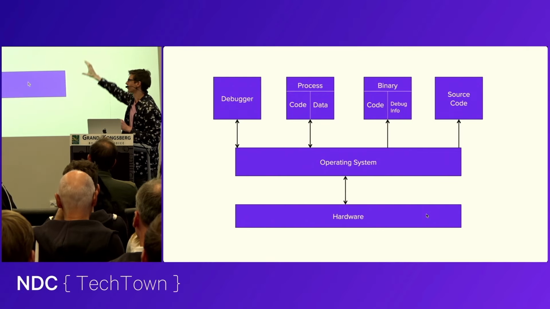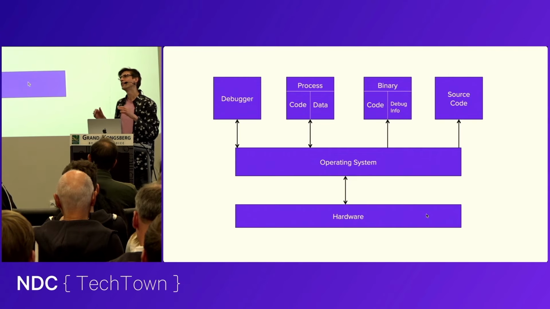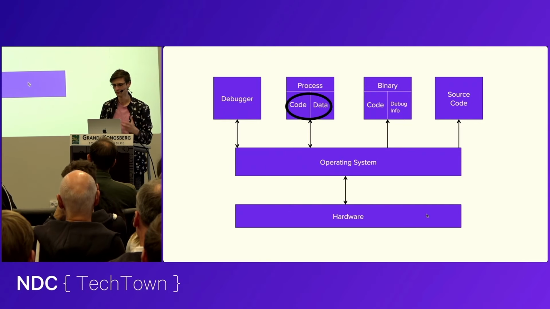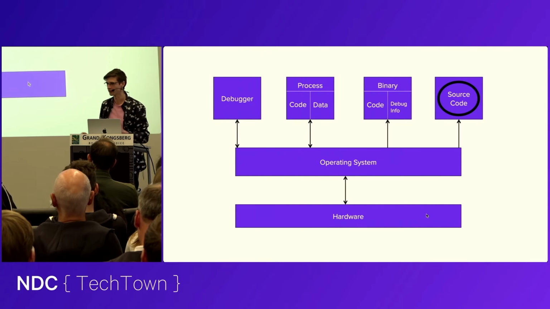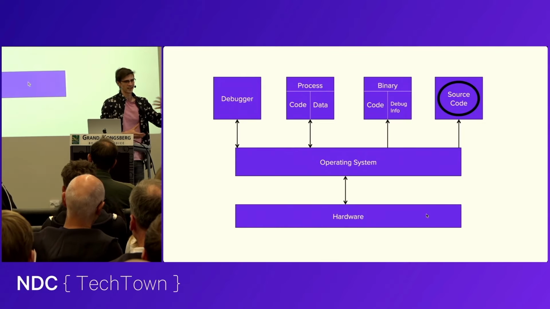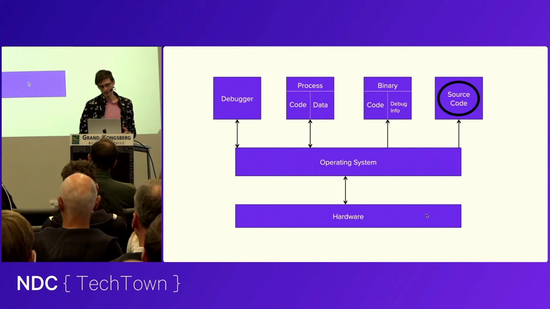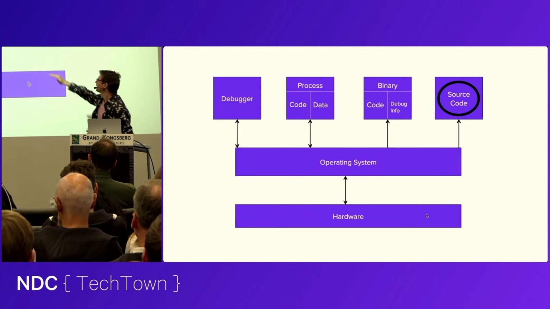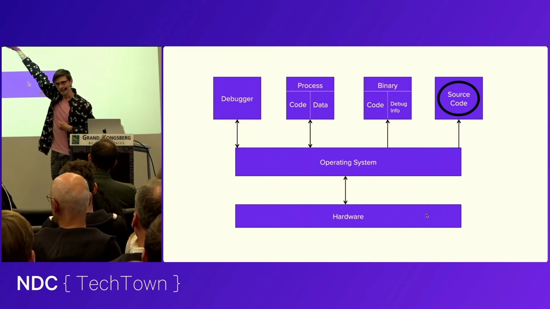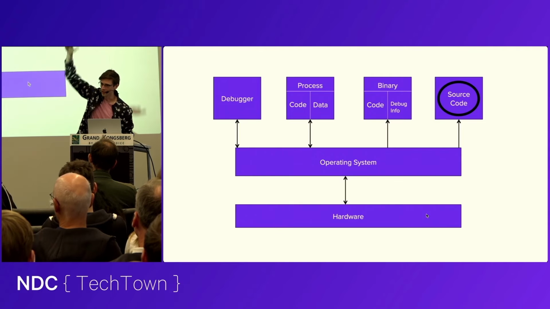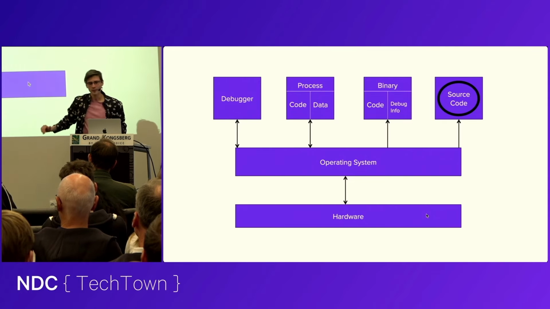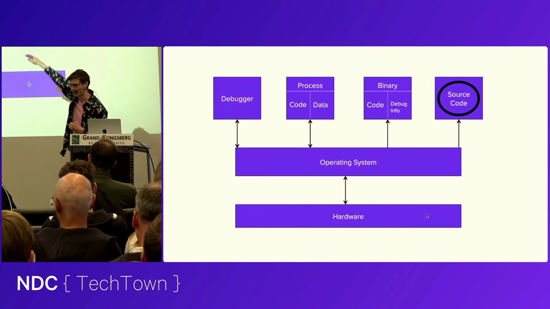Very importantly, we have our source code. We generally don't want to debug at the level of our process. We want to debug at the level of the high-level code we wrote in C or C++ rather than x64 assembly or whatever. Then, of course, we have our operating system. Note that there are no arrows going between these components. They all go up and down through the operating system, which then communicates with hardware.